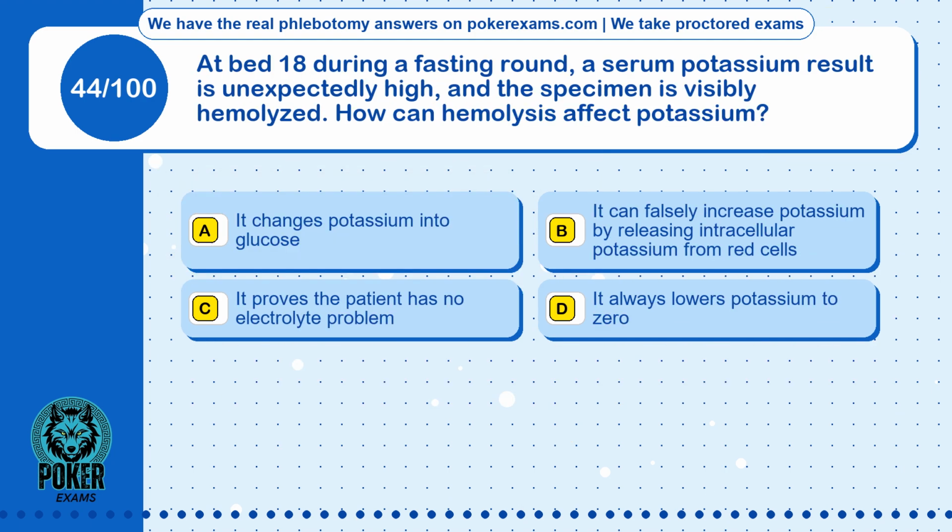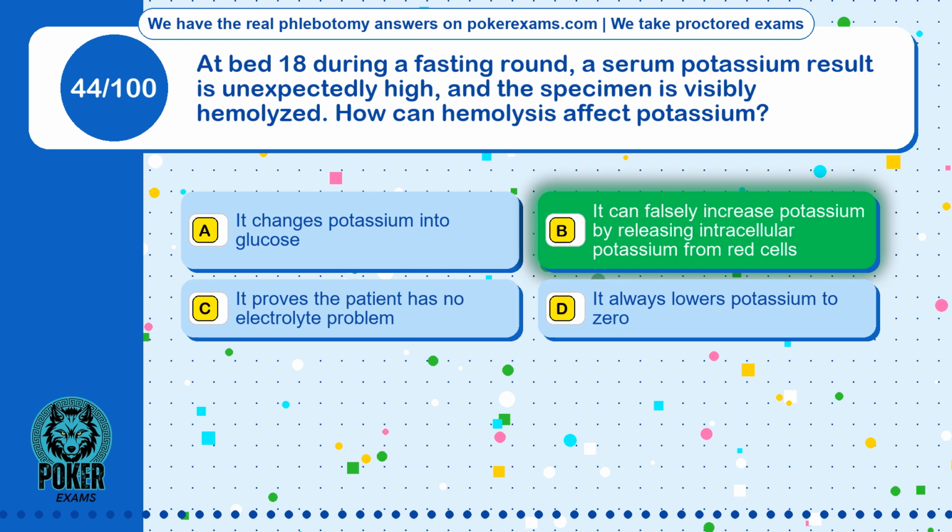Question 44. At bed 18 during a fasting round, a serum potassium result is unexpectedly high, and the specimen is visibly hemolyzed. How can hemolysis affect potassium? Option A. It changes potassium into glucose. Option B. It can falsely increase potassium by releasing intracellular potassium from red cells. Option C. It proves the patient has no electrolyte problem. Option D. It always lowers potassium to zero.